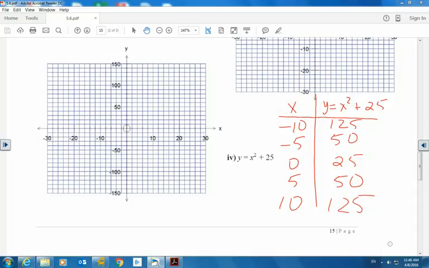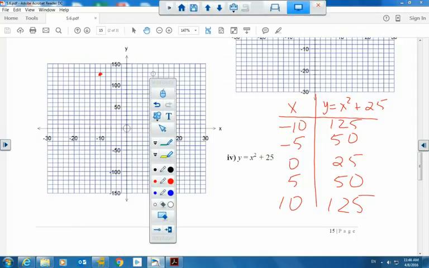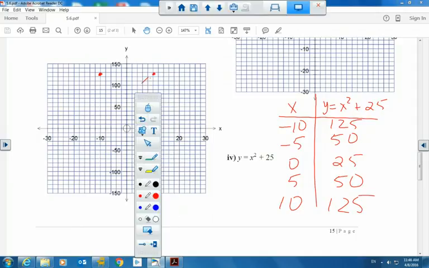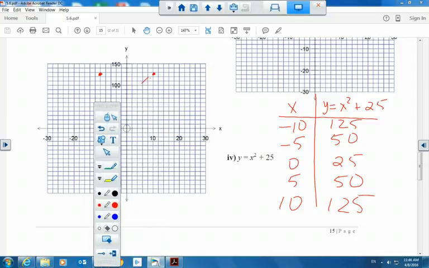So if I graph this, any ideas of what this is going to look like if you graph it? Why do you think it's going to look like a U shape? Yeah, so you get the same y value for two different x's, right? So when x is negative 10, I get 125, which is somewhere here. And when x is positive 10, I get y is 125.